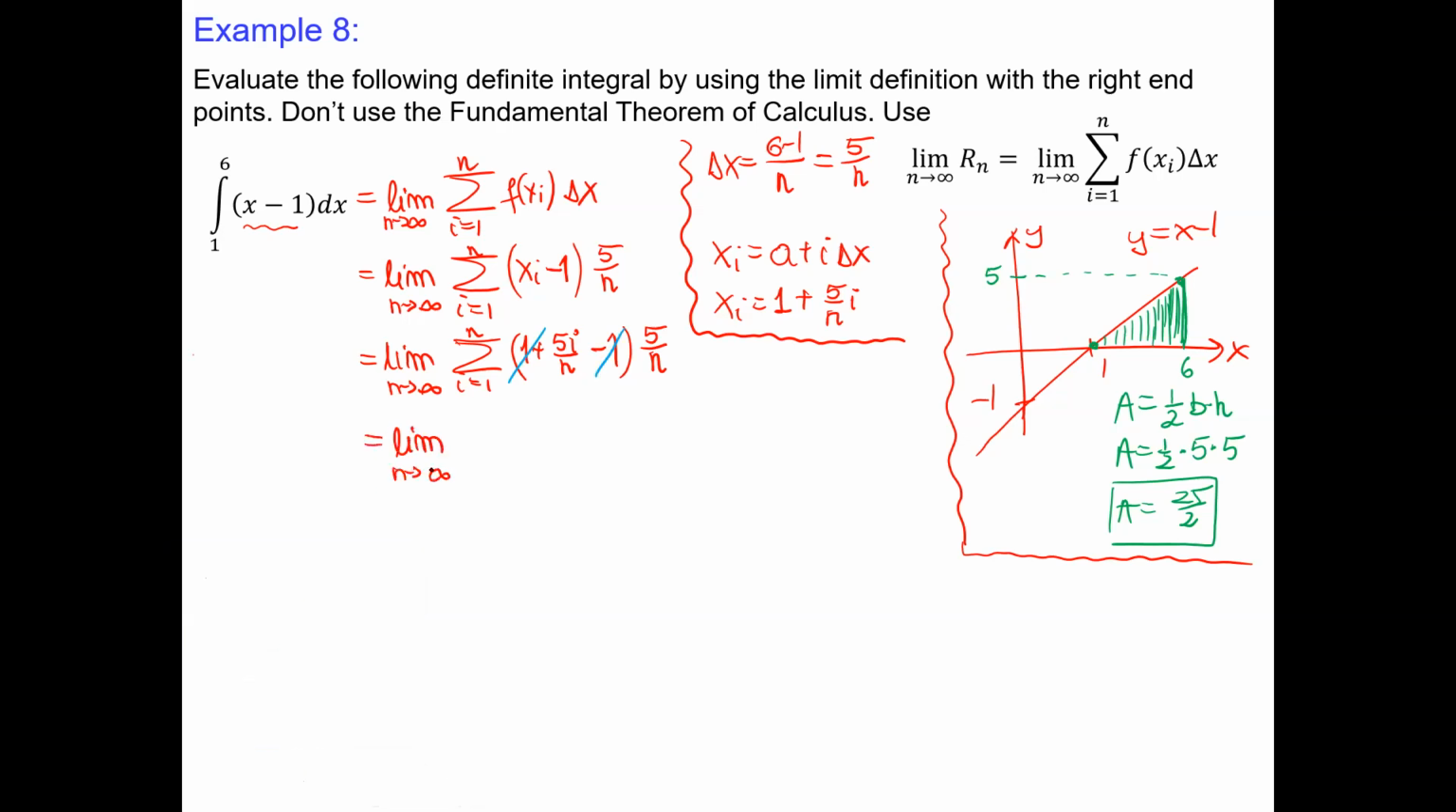Oh, luckily, I can simplify. Limit as n goes to infinity. Let's see what we have. We will have 5i/n times 5/n, 25/n squared, and i. All right, yes, I just multiplied these two items. Now, limit as n goes to infinity. With respect to the sigma, 25/n squared is just a constant, and i is changing from 1 to n. And this is the addition of the counting numbers. We know the formula, which we will use now.